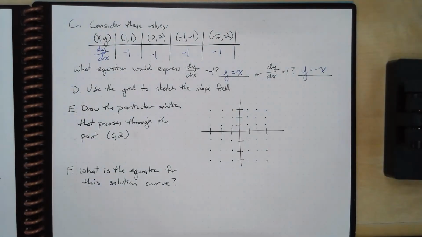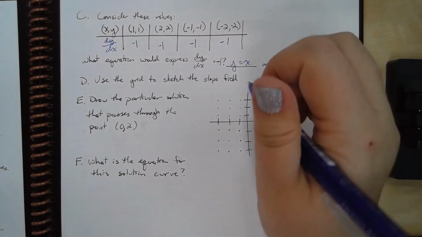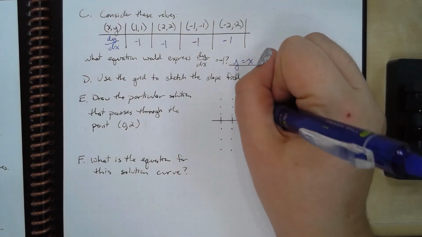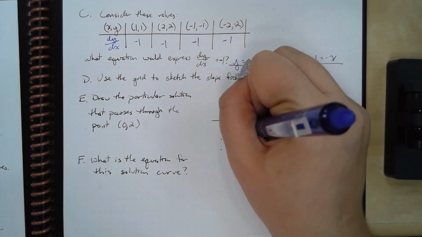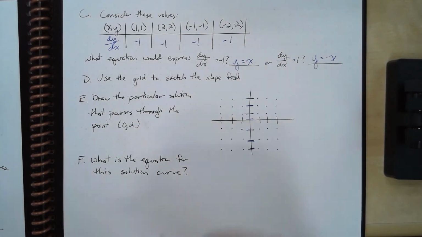Okay? So we can actually use our grid to sketch this slope field. So remember, our slope was 0 when x was 0. So those are always the easiest to draw for me. So I draw these first. Nice and easy. And our slope is undefined when y equals 0. Well, it's not really happening.